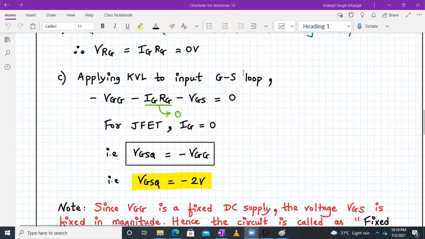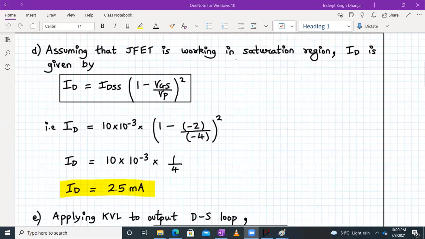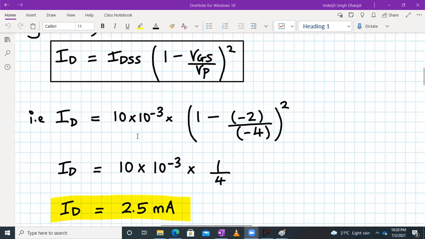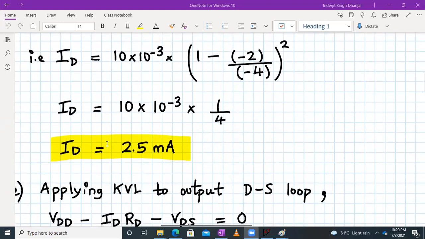So we have been successful in finding the value of VGSQ. Next, assuming that the JFET is working in the saturation region, the drain current is given by this equation: ID is equal to IDSS times 1 minus VGS upon VP, the whole square. IDSS value is given, VGS value we just found is minus 2, and VP value is minus 4. Substituting it over here, this will be 1 minus half, squared, which will be 1 by 4. So 10 divided by 4 will be 2.5. So the drain current will be 2.5 milliamperes.